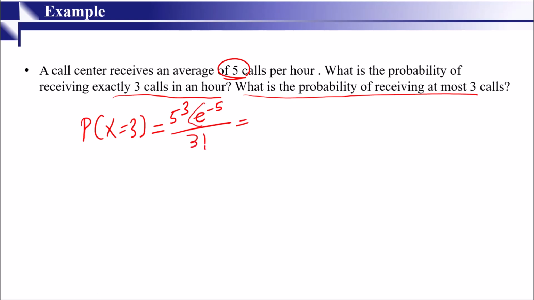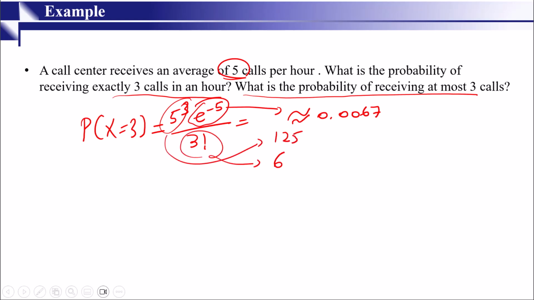So this e to the power of minus 5 is approximately 0.0067, and this 5 to the power of 3 is 125, and 3 factorial is equal to 6. So all together this will approximately be equal to 0.1404.